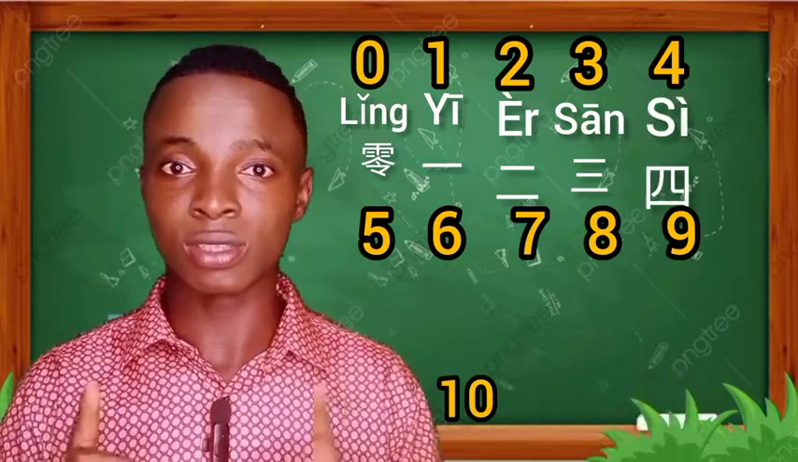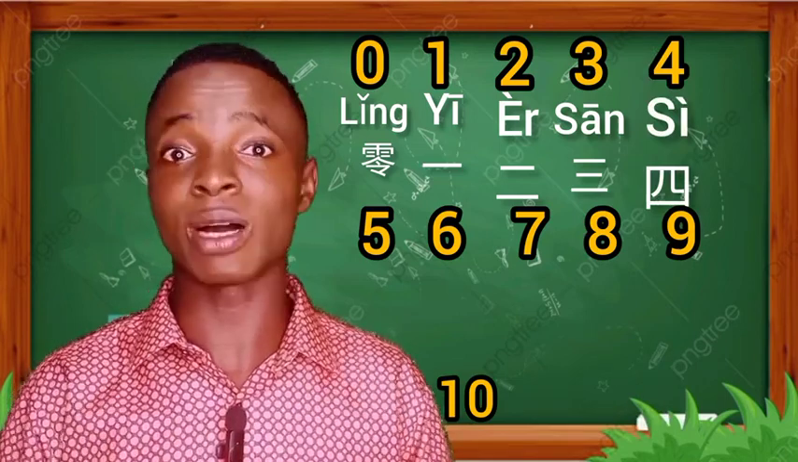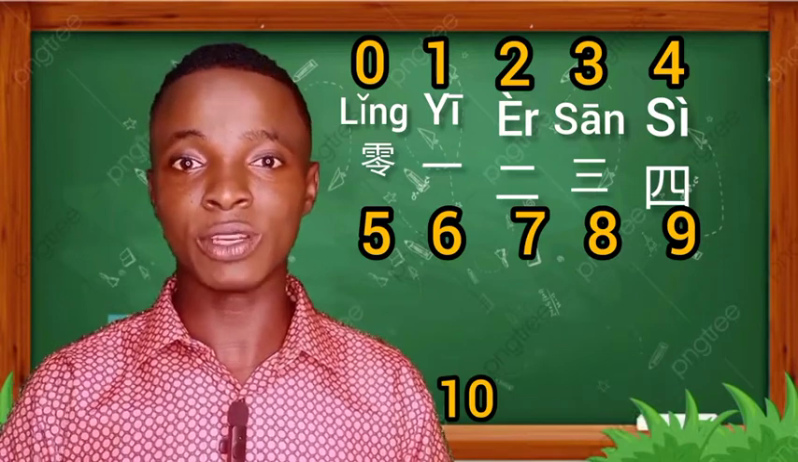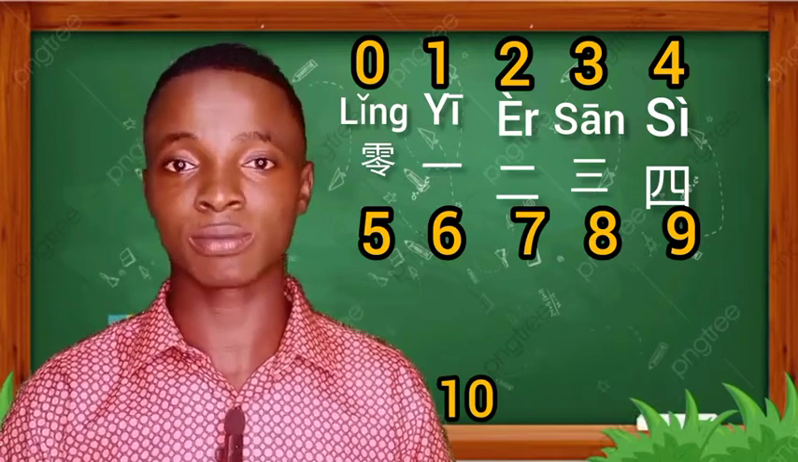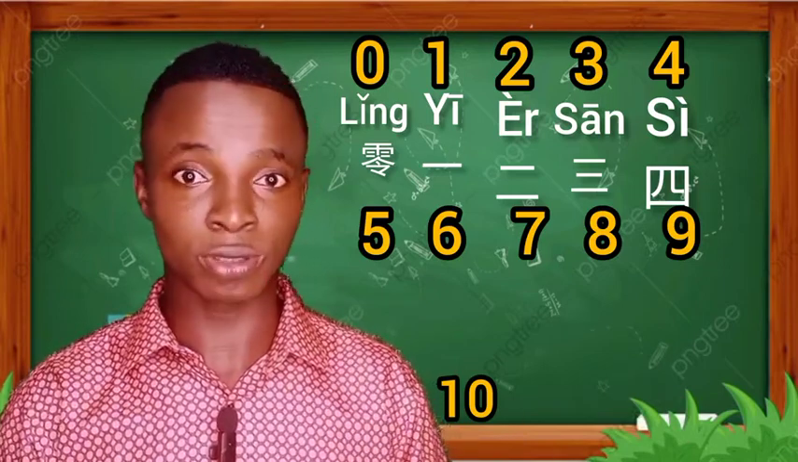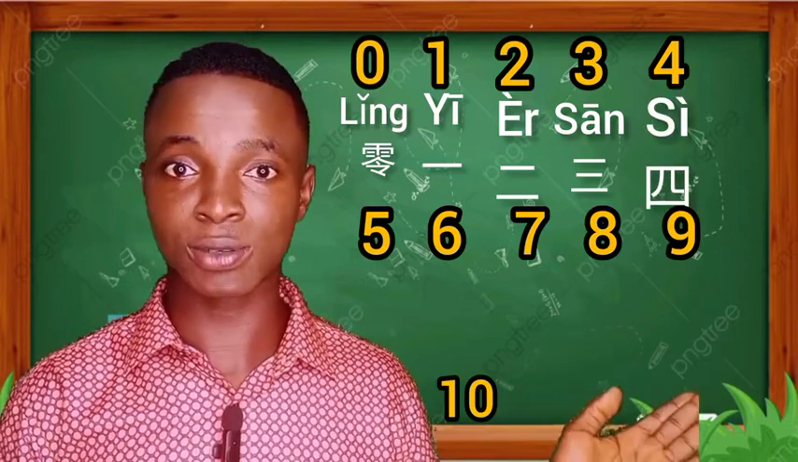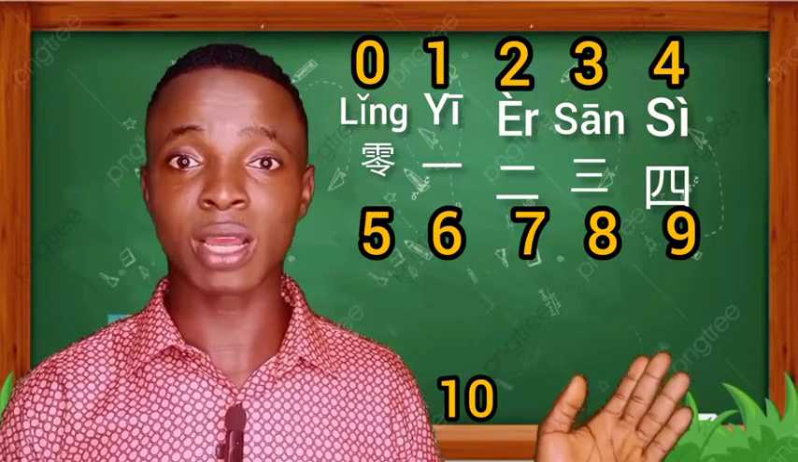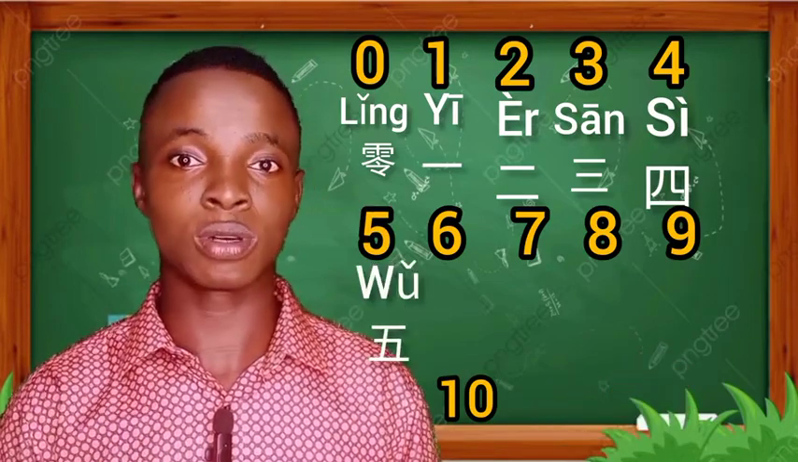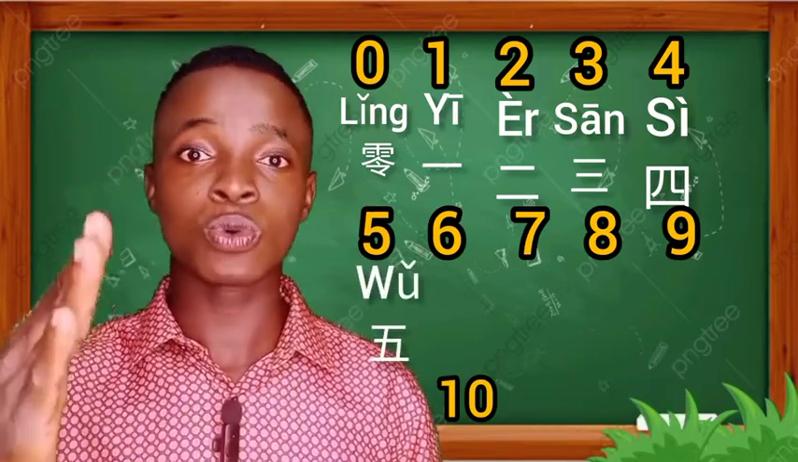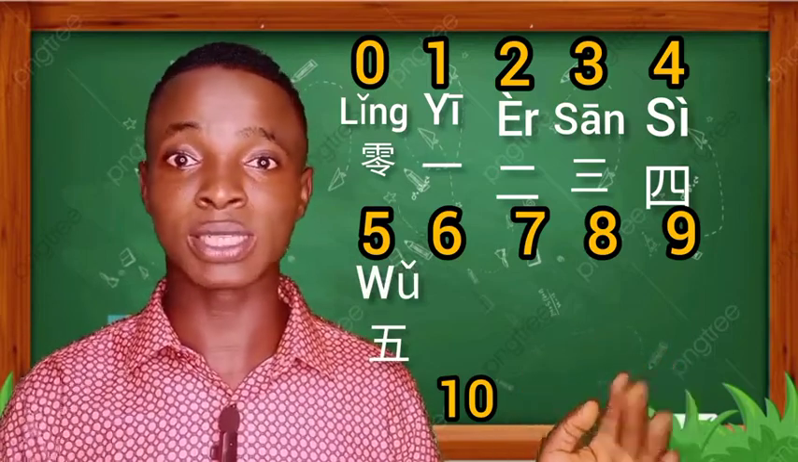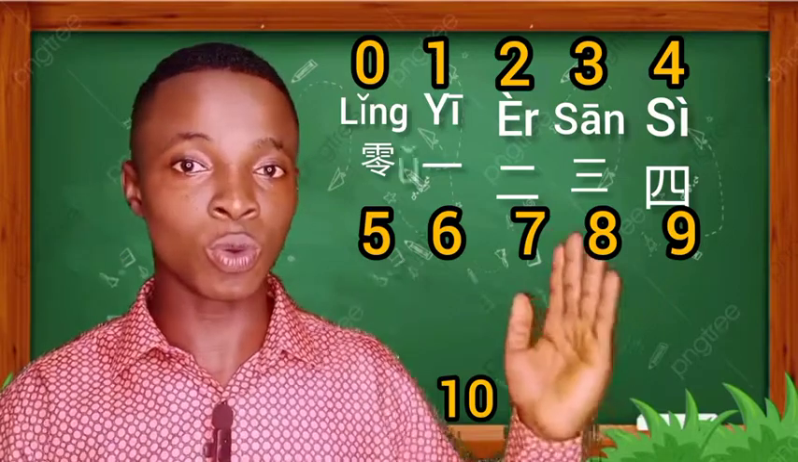Si. Just in case you don't really know much about tones of Chinese language, you can visit our video lesson 2 of pinyin and learn more about tones. Si, which is 4. 5 in Chinese is pronounced as wu. Wu. It also has the third tone of Chinese, which is a falling and rising tone.